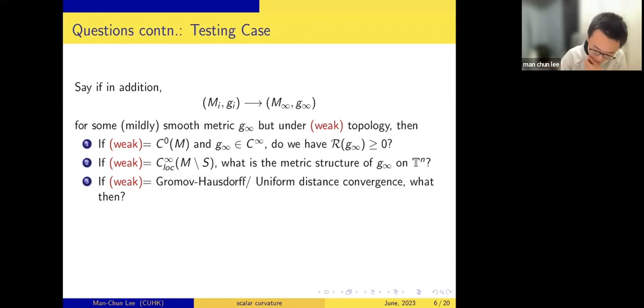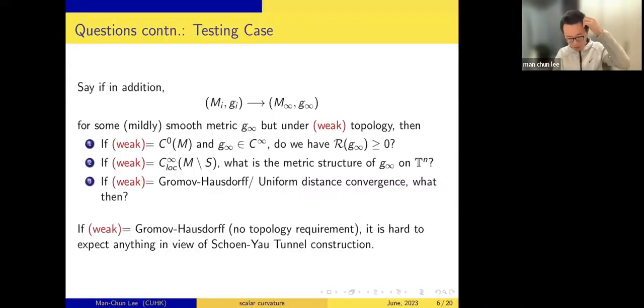But it's very easy to see that if you only focus on Gromov-Hausdorff topology, then you can't expect too much, because you can build a tunnel by Gromov-Lawson's construction. You can just keep building tunnels so that the topology is really complicated, but the scalar curvature is still positive.